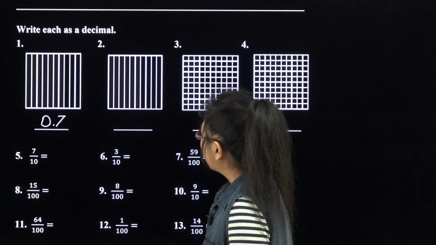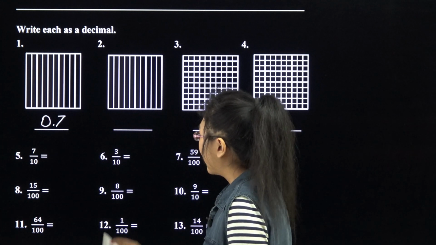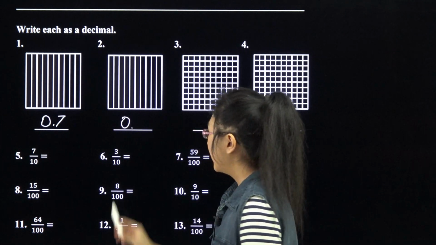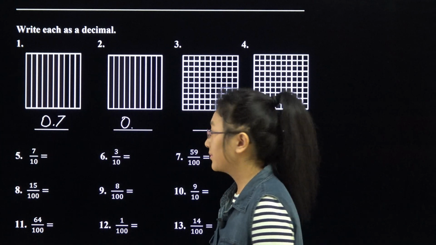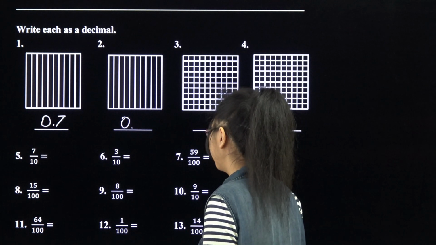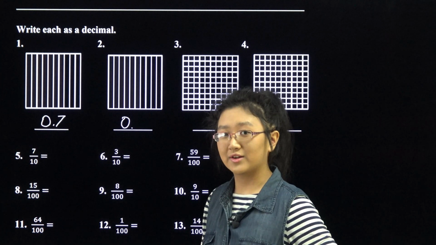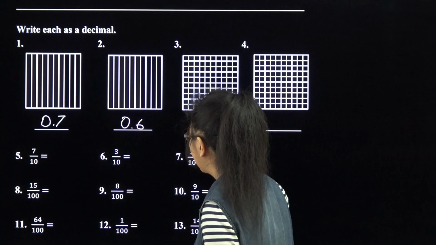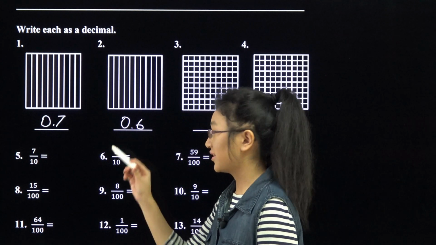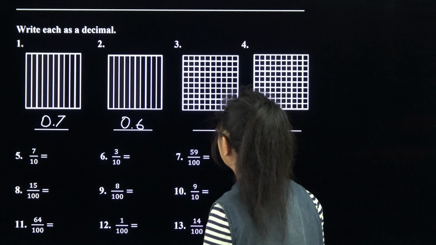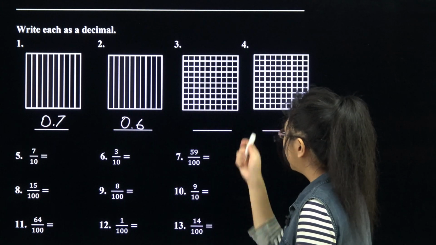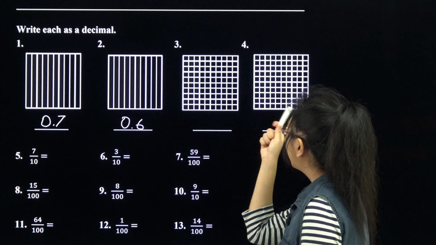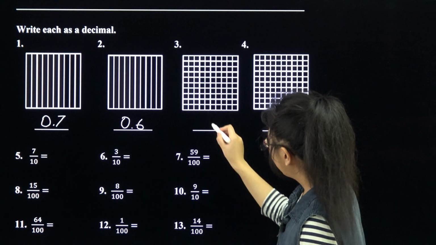This one also has 10 parts. It's still a tenth. Except this time, there's 6 as a numerator. 6 is still a single digit. Then, because of that, we plop a 6 there. 6/10, 0.6. But this one, and this one, these two, have 100 parts.